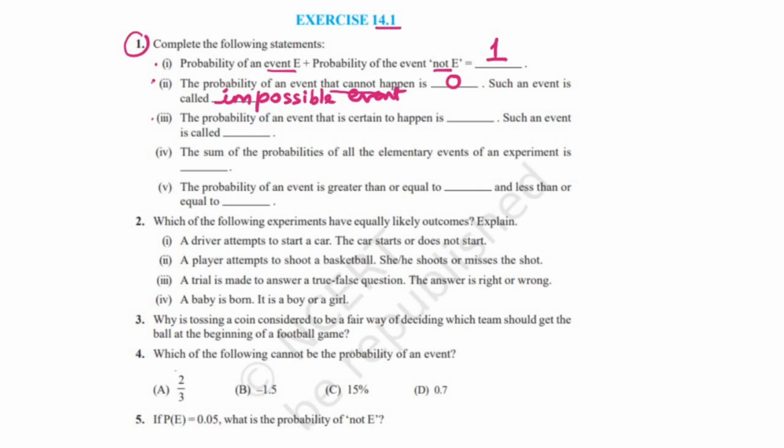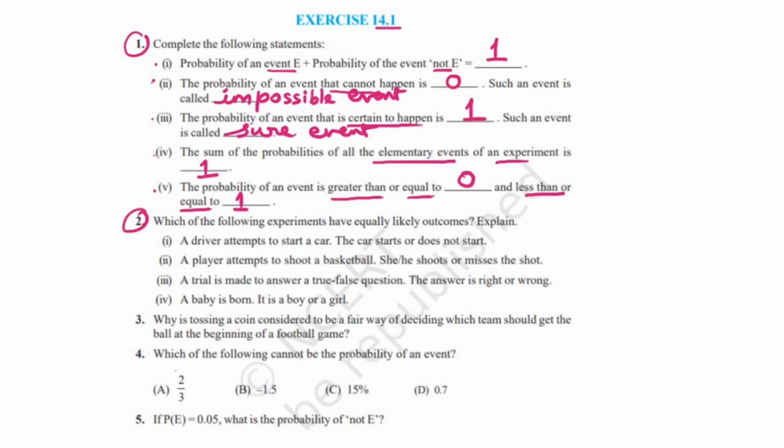The third bit, the probability of an event that is certain to happen is always 1, and such an event is called a sure event. The fourth one, the sum of probabilities of all elementary events of an experiment is always 1. The last one, the probability of an event is greater than or equal to 0 and is less than or equal to 1. Its meaning is the probability of happening of an event always lies between 0 and 1, where 0 and 1 are included.